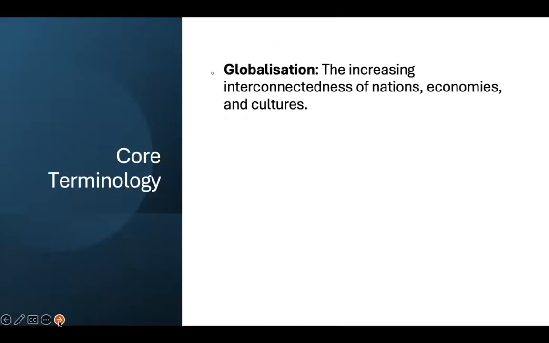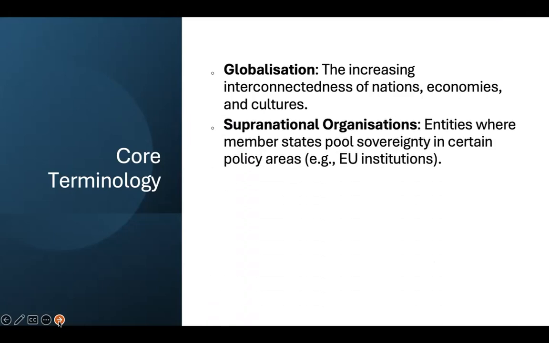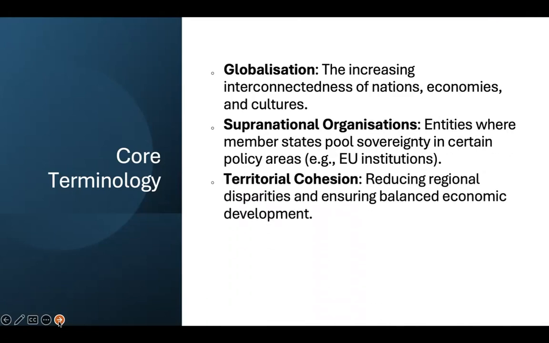What do we mean when we say globalisation? We're talking about that interconnectedness of nations across national boundaries. It covers economics, technology, culture, politics, and a lot more. And the European Union goes beyond a simple trade agreement. It's actually a supranational organisation where member states pool their sovereignty in various aspects. In the EU, certain decisions are made collectively, which means that individual states surrender a portion of their decision-making power. One of the core aims is territorial cohesion, which involves policies designed to support lagging regions and close that development gap within the EU.